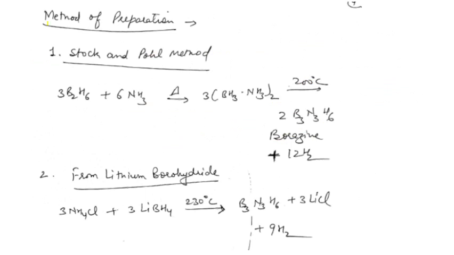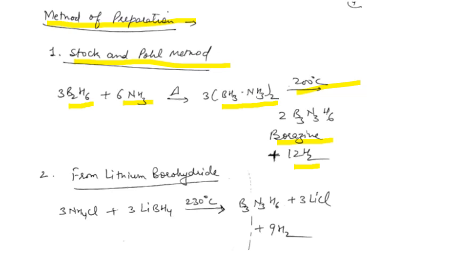So let's see the methods of preparation of borazine. The first important method is given by Stock and Pohland, which is called the Stock and Pohland method, in which it is prepared from diborane. When the diborane reacts with ammonia and is heated, we have an intermediate, and it is heated at 200 degrees centigrade. We form the borazine, and hydrogen is produced. So it is the method prepared from the diborane when it reacts with the ammonia and is heated. We have the borazine.